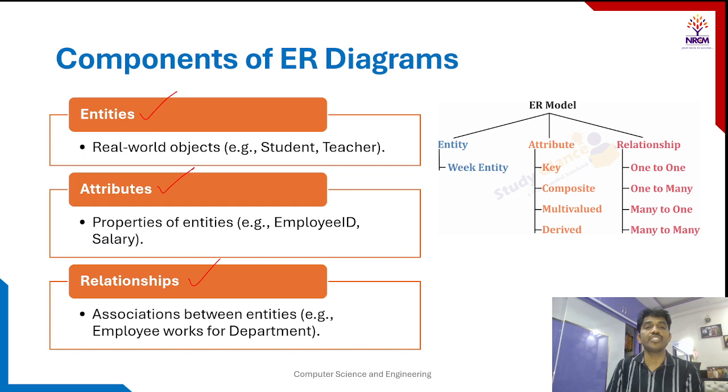These are the relationships. And these are again the subparts: for entities, strong entity and weak entity; for attributes, key attribute, composite attribute, multi-valued attribute, and derived attribute. Coming to the relationships: one to one, one to many, many to one, and many to many. These are the relationships there.